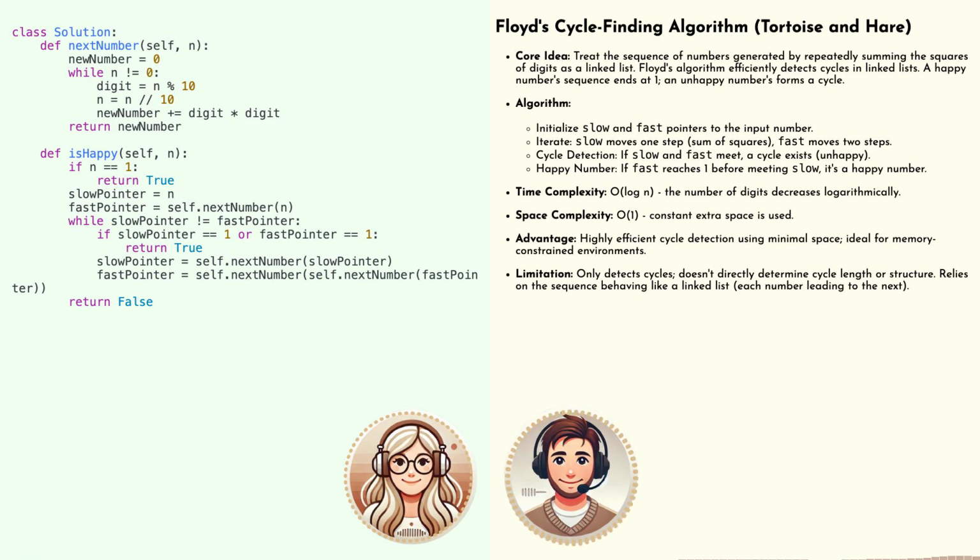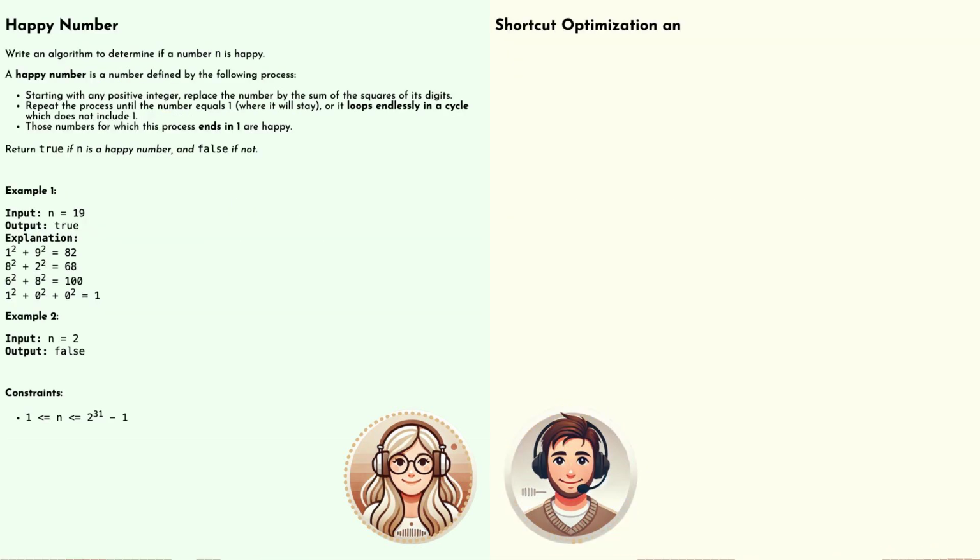Ah, that makes sense. So if they meet, we know there's a cycle. Exactly. And if the hare reaches the finish line, which for us is the number one, before meeting the tortoise, we know the number's happy. Makes sense. It's like a little detective game happening in our code. It is a really neat way to spot those cycles without needing a hash set. Clever. Okay, so we've got the brute force method, the hash set method, and now this tortoise and hare algorithm. Any other tricks up your sleeve?